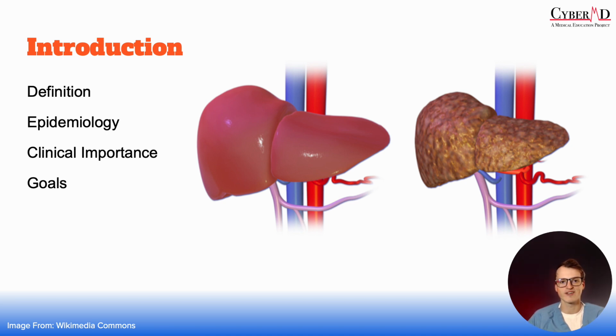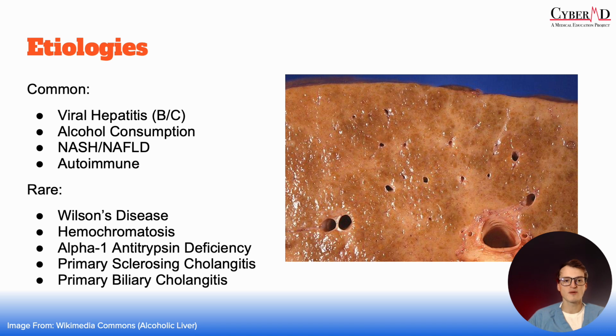So let's get started. Let's discuss some of the etiologies of cirrhosis. Understanding the causes of cirrhosis is crucial for diagnosis, management, and even prevention. First, let's explore some of the common causes, such as viral hepatitis, specifically types B and C. These are major contributors to the global burden of cirrhosis. These viruses lead to chronic liver inflammation and, over time, result in liver fibrosis and cirrhosis.